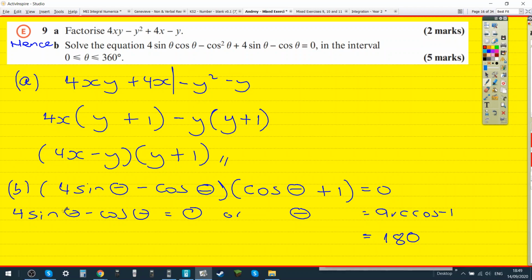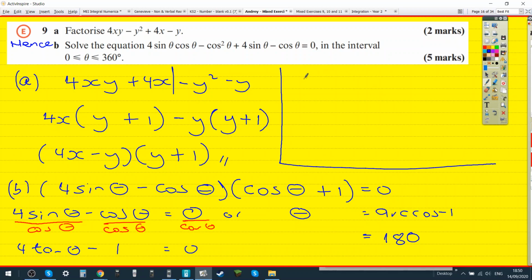Before you do that, earlier you said you'd divide by cos. So what would you get if you did that? I'd get 4 tan theta minus 1 equals 0. I think all of your solutions were probably correct. What were your solutions? Quite a lot.